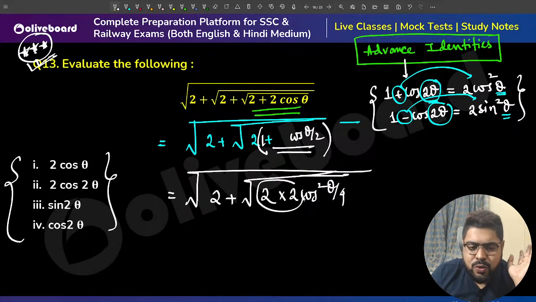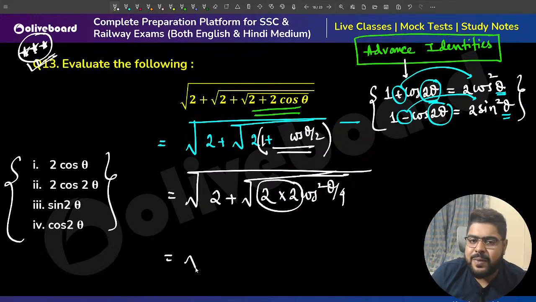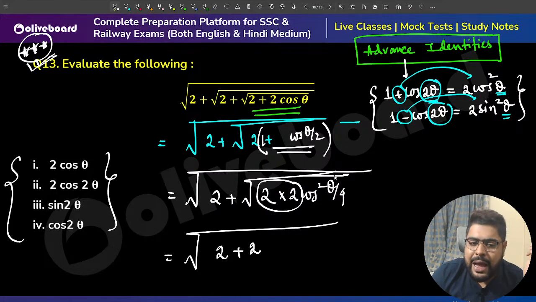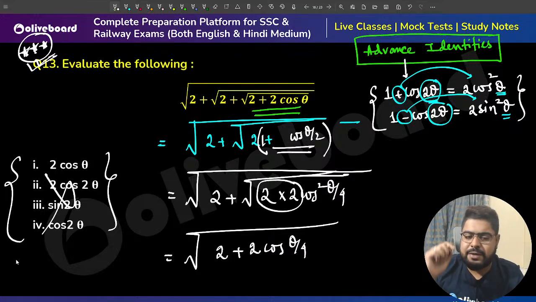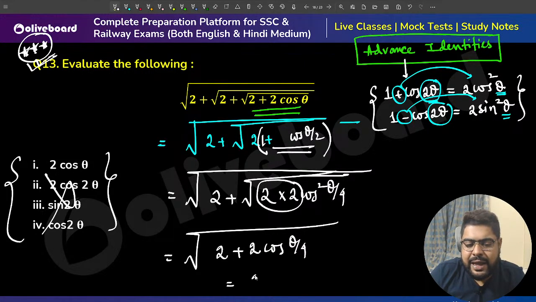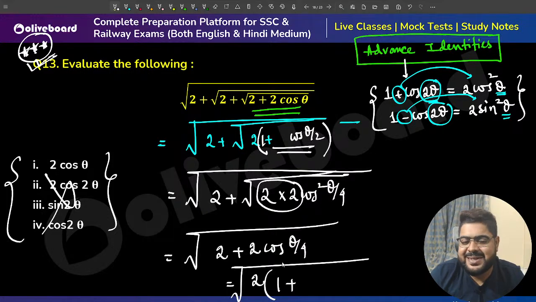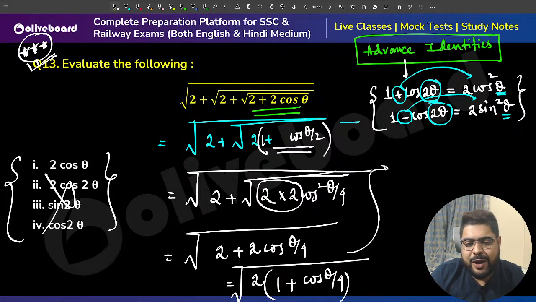Again, there are 2 2's. If I get rid of the square root, it will become 1 2 and cos theta by 4. Yes, the options are not correct. The options should have had a division. Now again, if I take a 2 common under the square root, it will become 1 plus cos theta by 4.